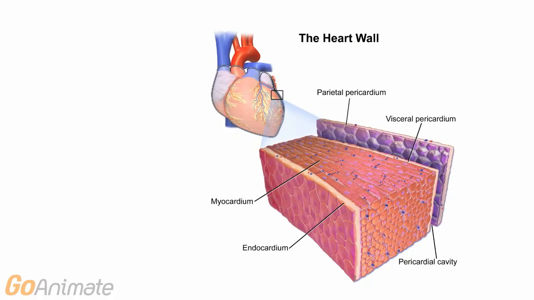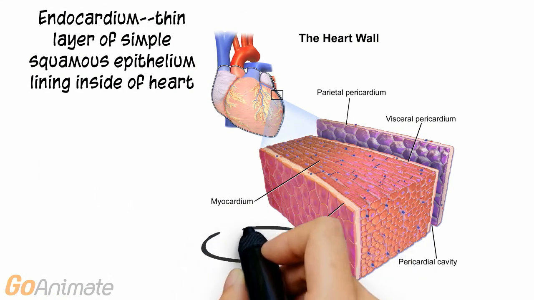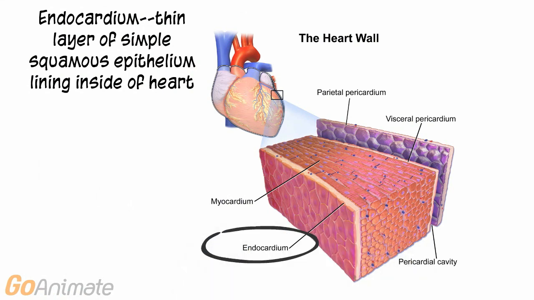The heart is surrounded by a series of membranes called the pericardium. Let's look at the layers of the heart and pericardium. Looking from the inside out, the endocardium is the innermost lining. It consists of a thin layer of simple squamous cells.